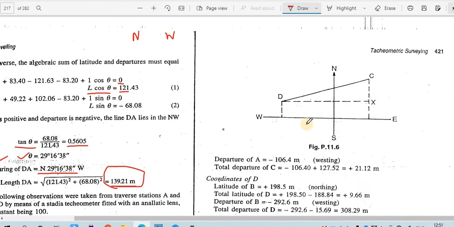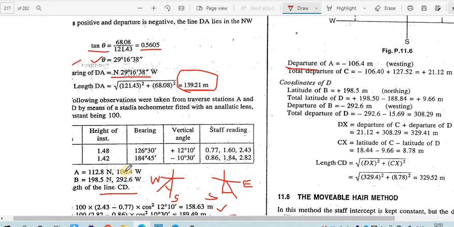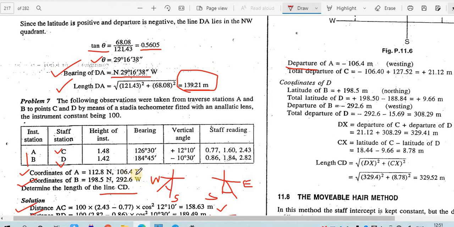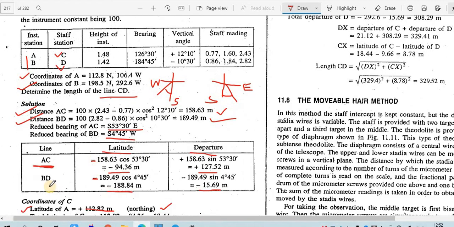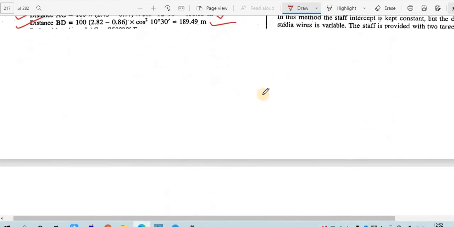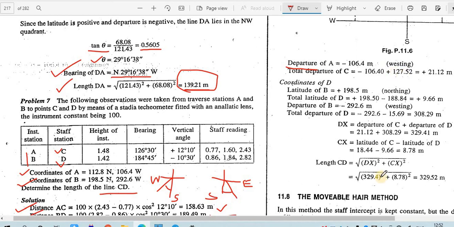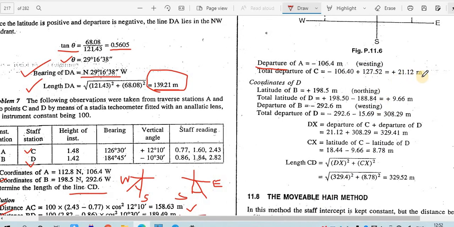In a similar way, you have also got the departure of A. The departure of A is coming out to be minus, since it is west, which will be minus 104.64. So the total departure again will be what? We have got the line AC departure, which is 127.52. So this is minus 106.4 plus 127.52. So the value of departure at C is 21.12 meter.